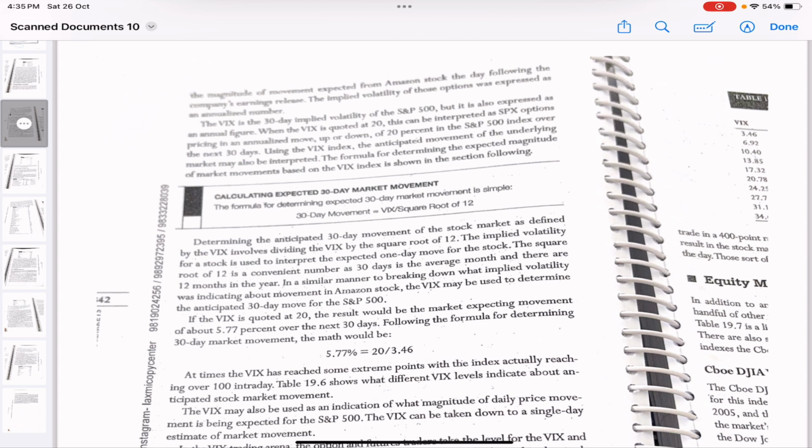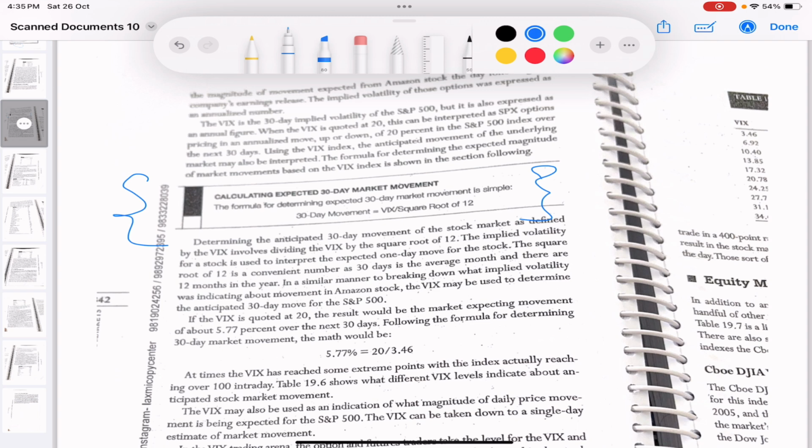If you look at the IV, you know that IV is usually spiked before a big news announcement or a big earnings report which might come, right? So you can look at that and you can find out the implied volatility. How do you basically calculate a 30-day market movement? The formula for determining expected 30-day market movement is VIX divided by square root of 12. So 30-day movement is basically VIX divided by square root of 12.